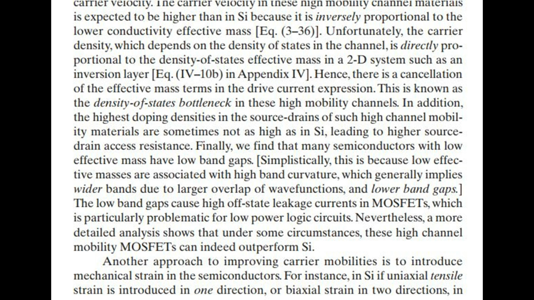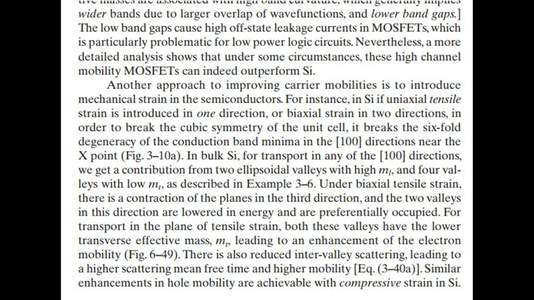Another approach to improving carrier mobilities is to introduce mechanical strain in the semiconductors. For instance, in Si, if uniaxial tensile strain is introduced in one direction, or biaxial strain in two directions, in order to break the cubic symmetry of the unit cell, it breaks the six-fold degeneracy of the conduction band minima in the 100 directions near the X point, Fig 3.10a. In bulk silicon, for transport in any of the 100 directions, we get a contribution from two ellipsoidal valleys with high mass, m_l, and four valleys with low mass, m_t, as described in Example 3.6.